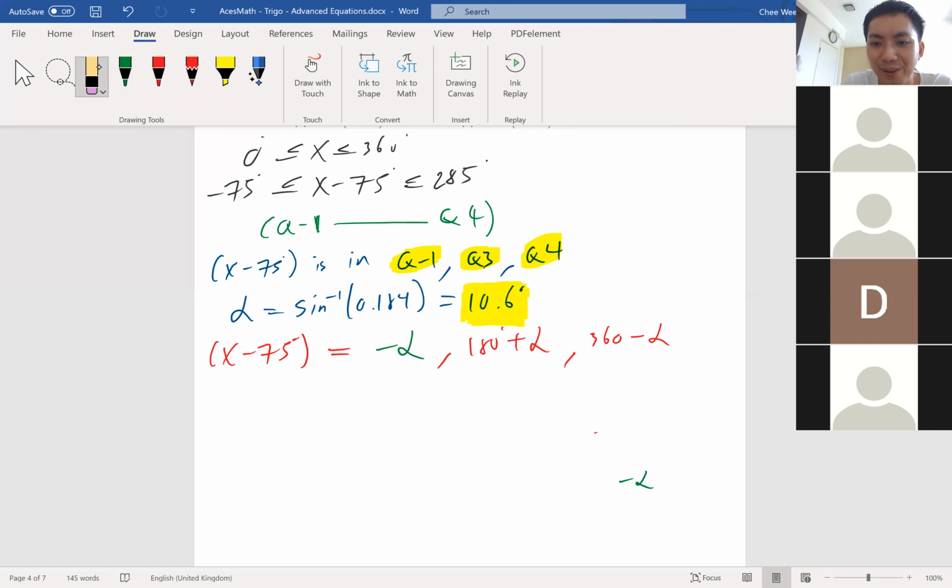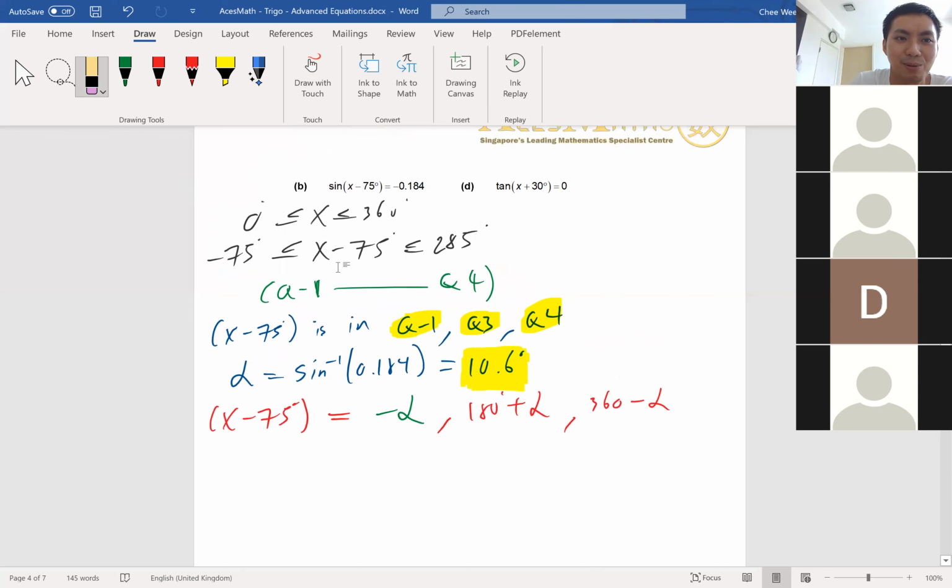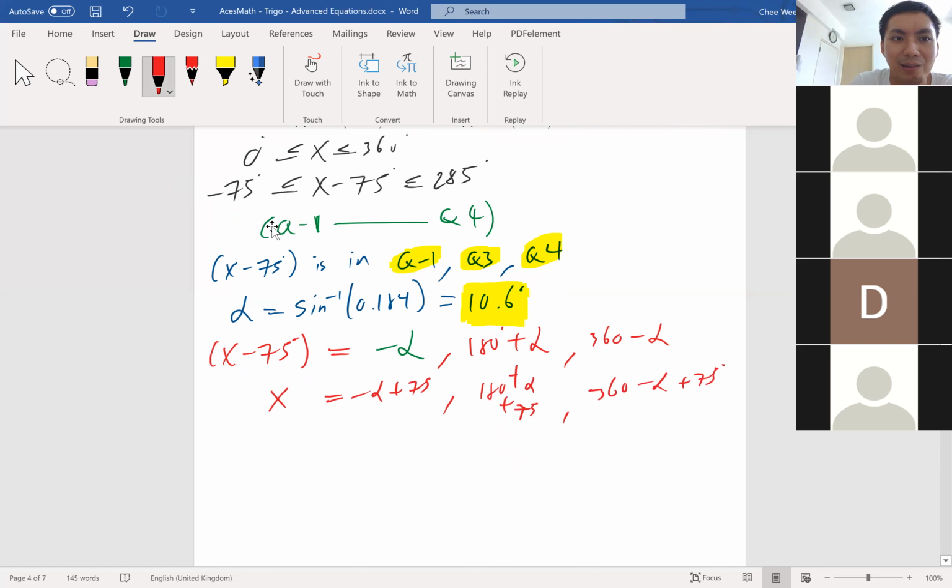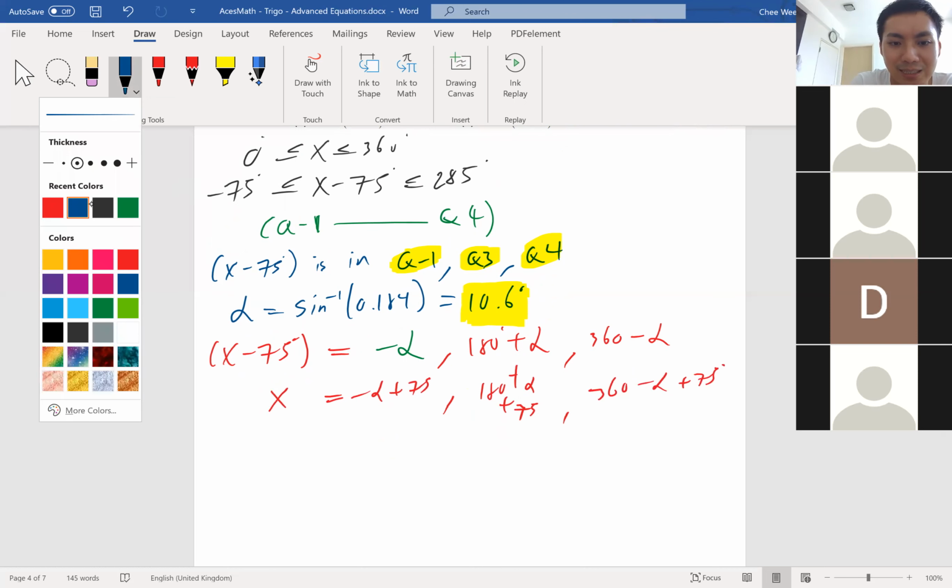Okay, you can turn off the headphone. Then from here, you are supposed to evaluate the values of x. So x is equal to minus alpha plus 75, 180 plus alpha plus 75, 360 minus alpha plus 75. Then you have to check whether all three values lie in between 0 to 360.